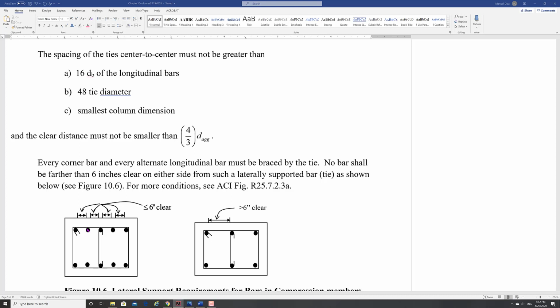So you can only skip one bar if your clear spacing is less than or equal to 6 inches. If your spacing is greater than 6 inches, you cannot skip any bars. Every bar has to have a tie. Okay? Very important.